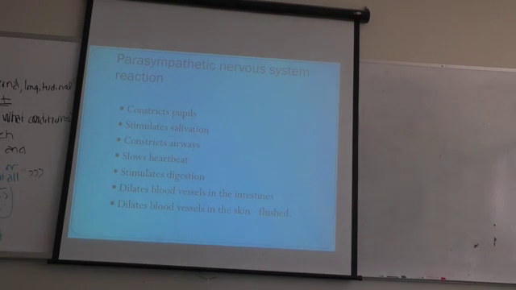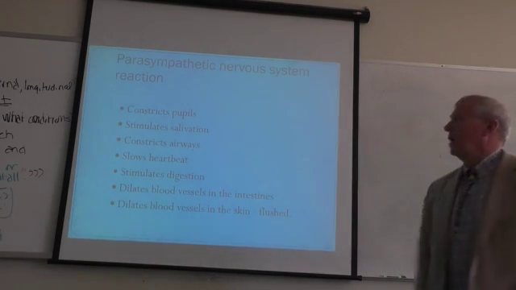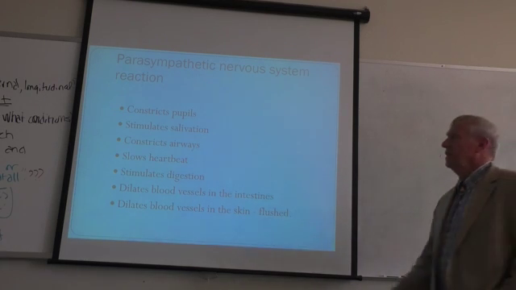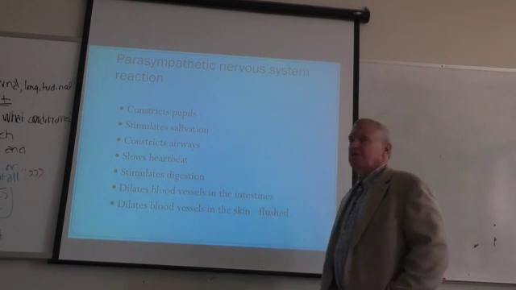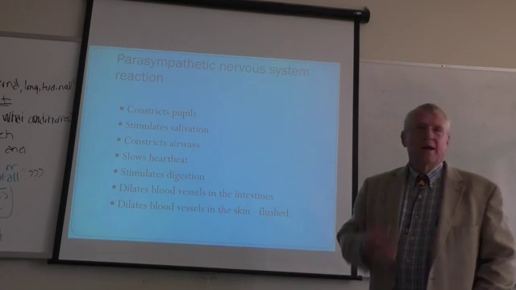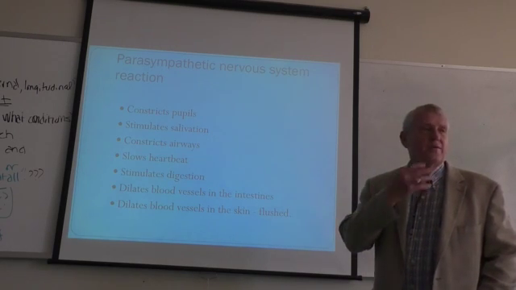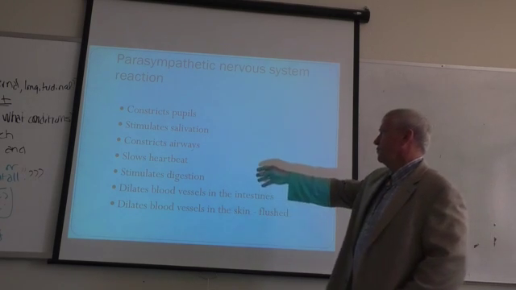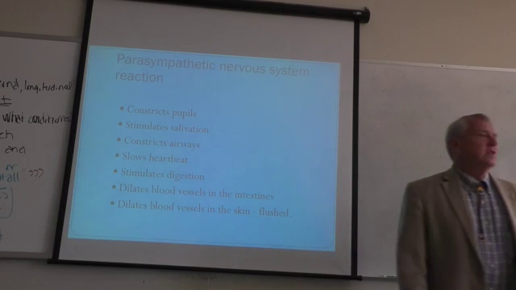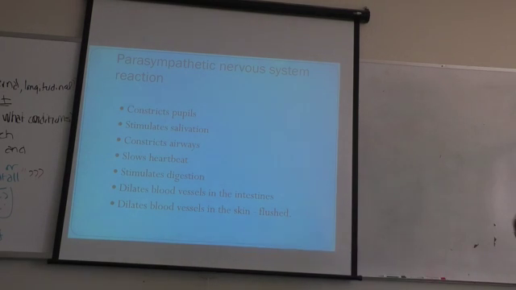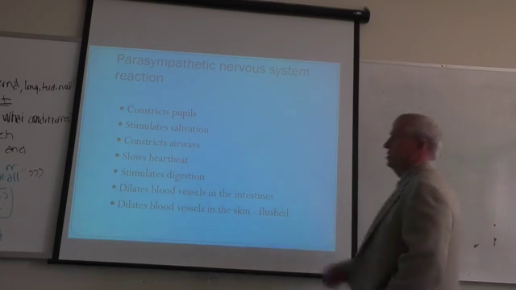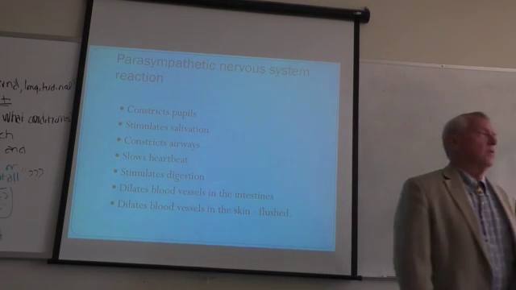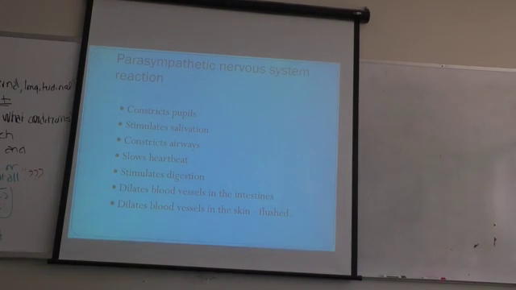The parasympathetic nervous system reaction, your pupils constrict so that your eyesight's not nearly as good. It stimulates salivation, so all of a sudden, whereas before you had dry mouth, now every time you talk, you're spitting at people. It constricts your airways because you don't need to breathe as rapidly now. Your heartbeat slows down. It stimulates your digestion, so a lot of interesting things happen after the trauma has gone away.